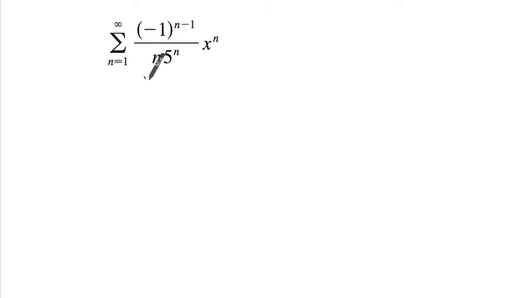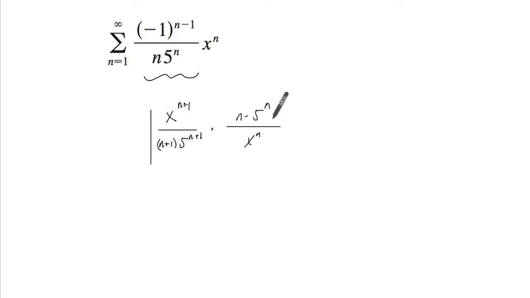Okay, let's consider the ratio test. We get, so this (-1)^(n-1) will not have an impact inside the absolute value. So we have just x^(n+1) over (n+1) 5^(n+1), times the reciprocal. Which is the same as, so this is a_(n+1) and this is a_n.